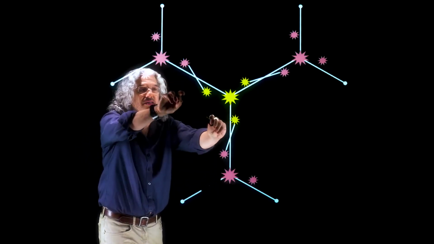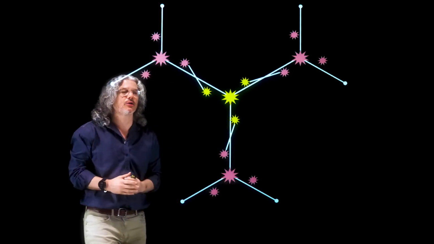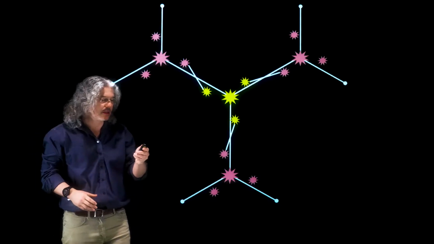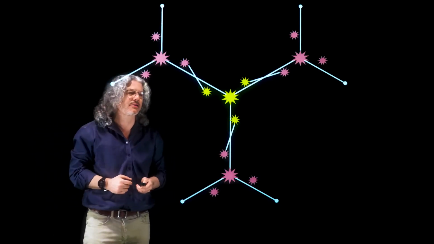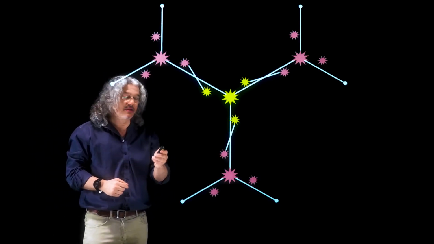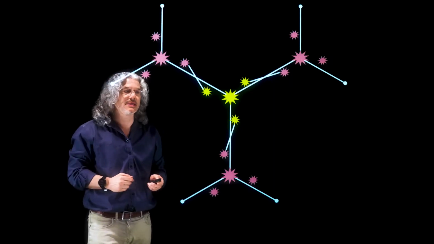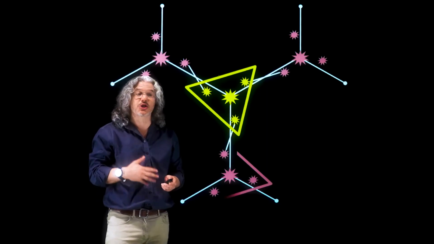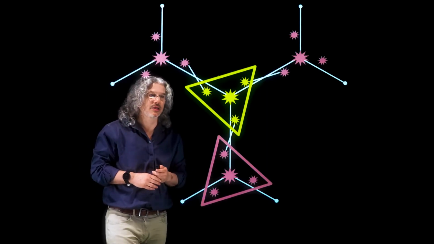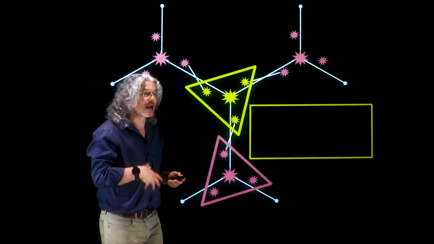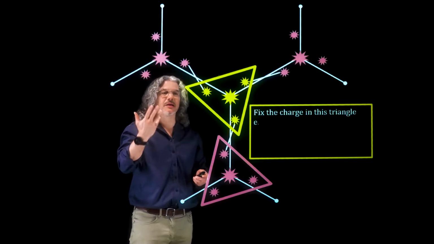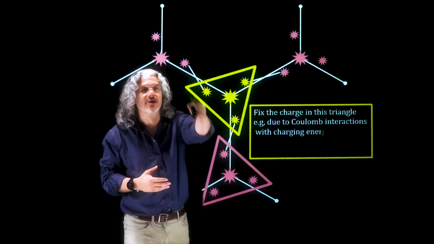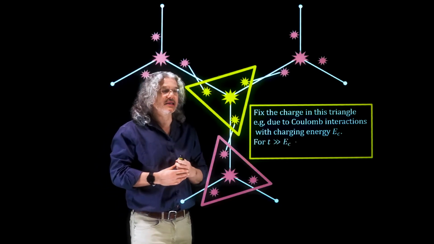These are gapped system. I still have a P-wave superconductor with edge modes, if I have next nearest neighbors, and so on. And now start the fun of the situation. What happened if I put these triangles and I fix the charge in these triangles? That would be done by, for example, adding into the system Coulomb interaction forces on these islands.